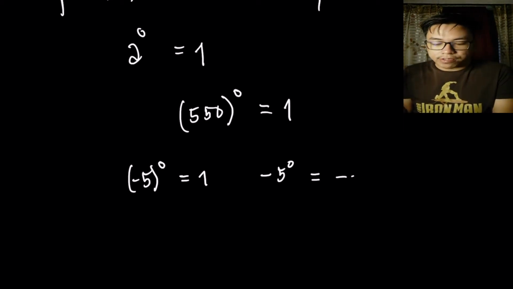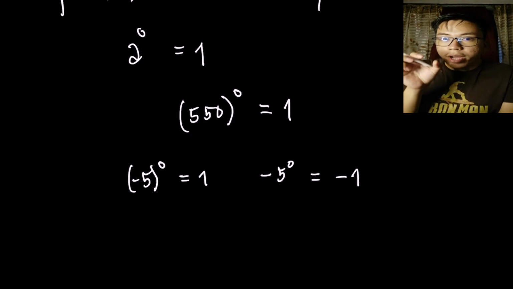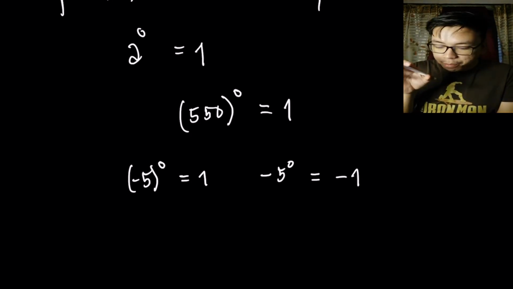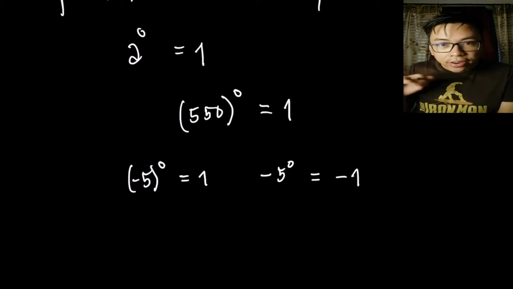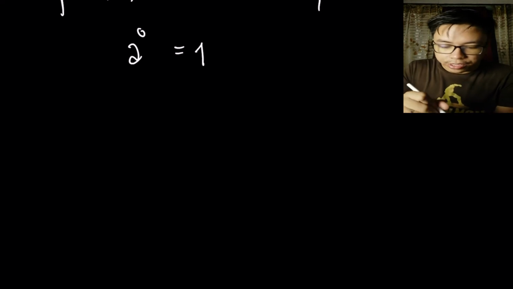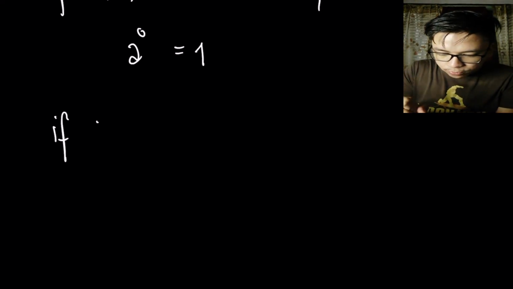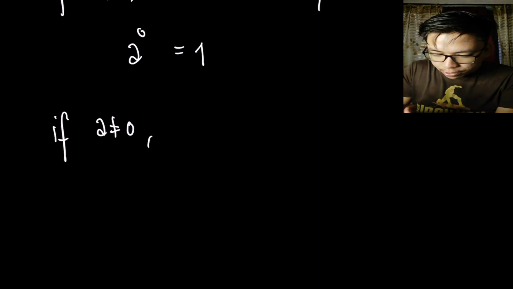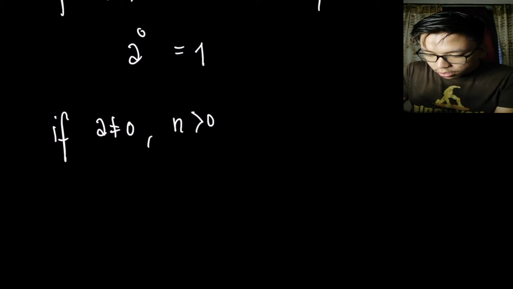So there's a difference. Unless you put the negative 5 in just one entity by putting a parenthesis on it before you raise that to 0, then entirely that's equal to 1. That's it.